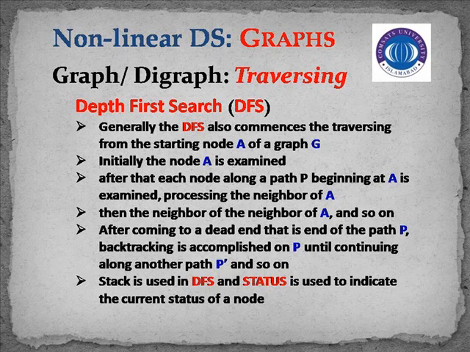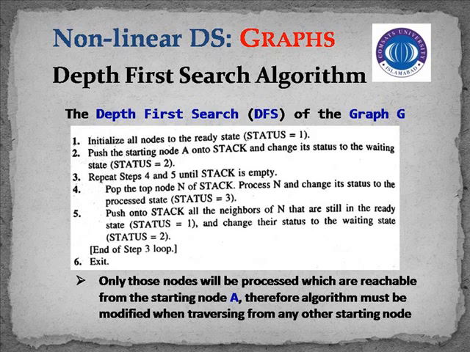Stack is used in depth first search, and status is used to indicate the current status of a node. Dear viewers, the depth first search algorithm of the graph G is formally indicated in this slide. Only those nodes will be processed which are reachable from the starting node A. Therefore, the algorithm must also be modified when traversing from any other starting node.